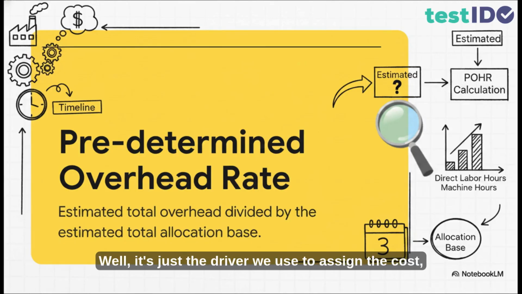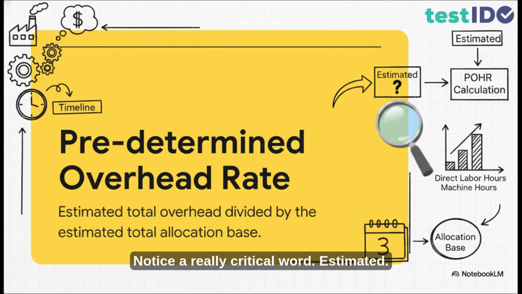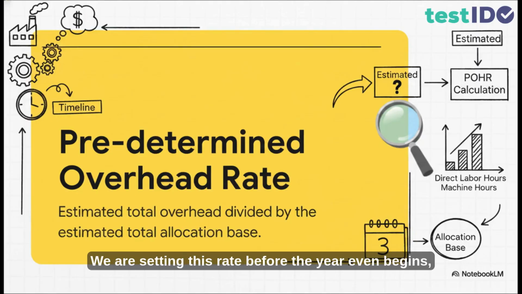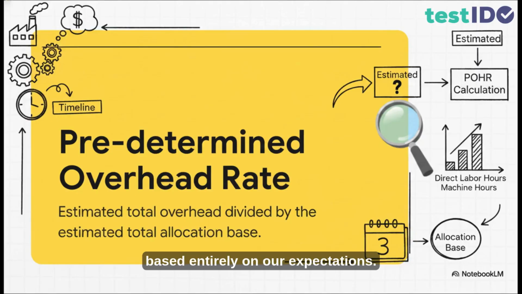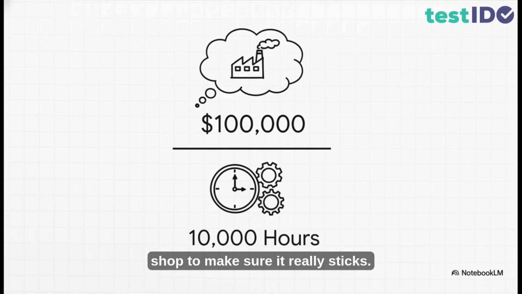Well, it's just the driver we use to assign the cost, usually something like direct labor hours or machine hours. Notice a really critical word here: estimated. We are setting this rate before the year even begins, based entirely on our expectations. Let's ground this in a practical example for your furniture shop to make sure it really sticks.